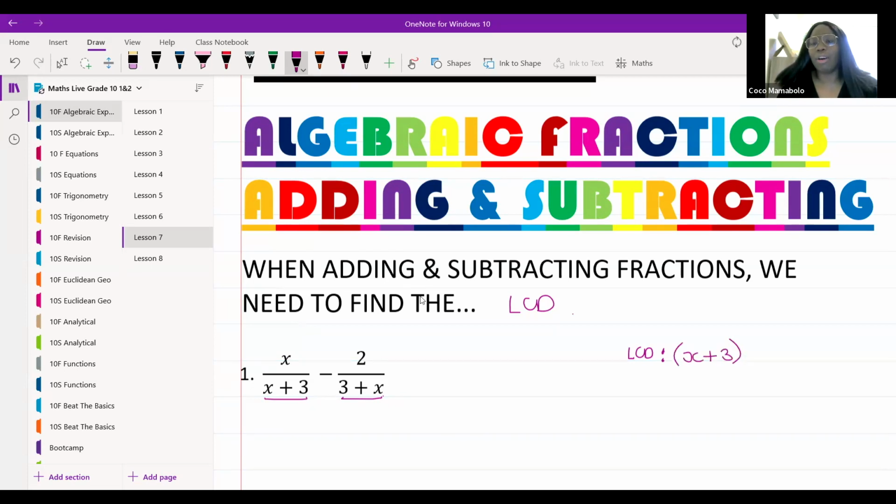X plus 3. Now, the question when we are finding our LCD is we need to check if x plus 3 will go into that denominator and if x plus 3 would also go into that denominator. I'm going to ask you guys in the chat, tell me yes or no. Do we agree that x plus 3 will go into both denominators or no? What do we think? Will x plus 3 go into both denominators? What do we think, guys? Sia says yes. Mandisa also says yes.